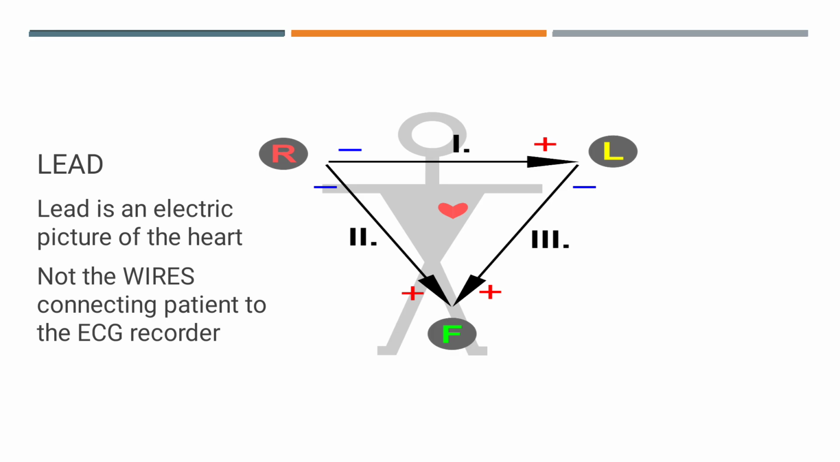One is connected to your right arm, another one is connected to your left arm, and the last one is connected to your left foot. The line connecting your right arm to the left arm is called lead 1. The line connecting your right arm to the left foot is lead 2, and the line connecting your left arm to the left foot is lead 3.